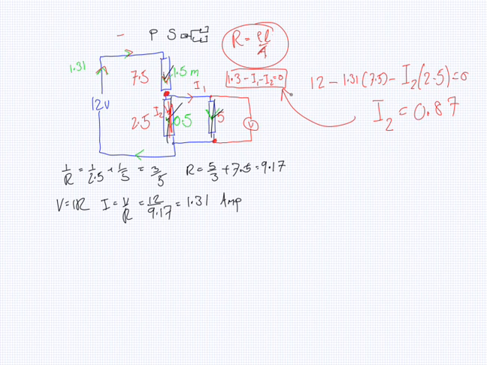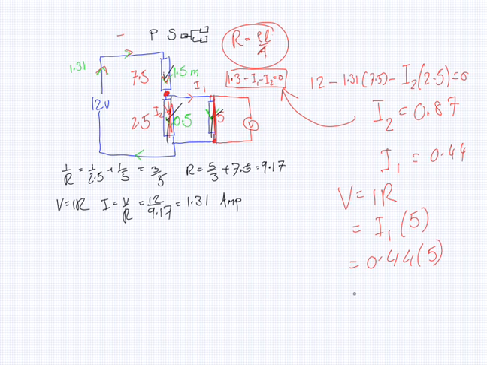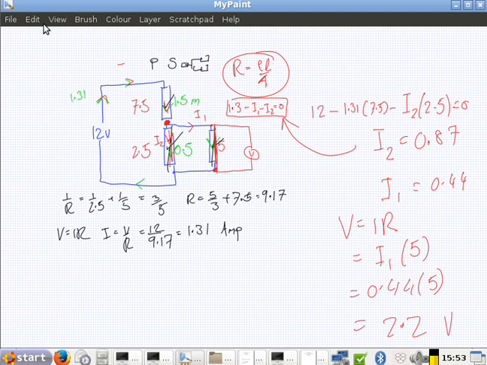If I put that in here, I can get the I1. So the I1 is 0.44. Now I can use Ohm's law here. V equals IR. So that equals I1 multiplied by 5. So that equals 0.44 multiplied by 5. So finally I have my answer, 2.2 volts. Okay.